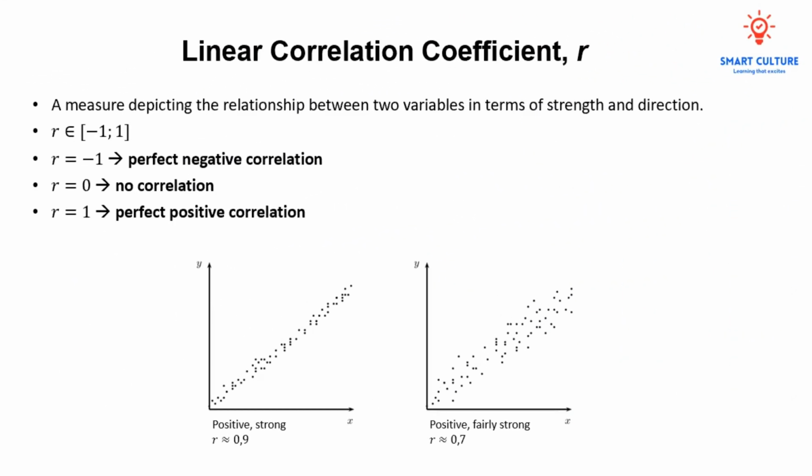Let's take a look at the linear correlation coefficient R. So what we'll do now is we'll take a look at the function of this coefficient. This coefficient measures the strength and direction of the linear relationship between two variables. So the value of R ranges between -1 and 1.